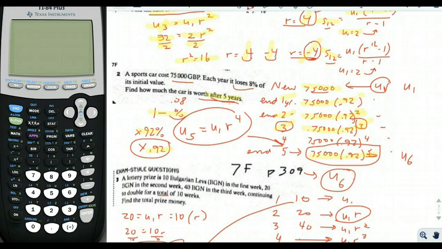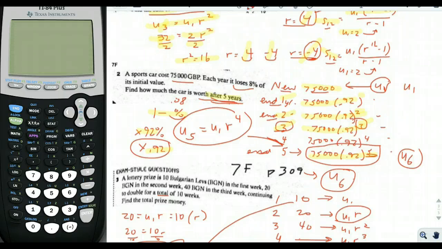So do you see here? There's 1, 2, 3, 4, 5, 6. So that's why it doesn't really work out. You can't say, oh, n equals 5 because it's after 5 years. No, actually, after 5 years, it's the beginning of the sixth year, so that would be U6 and not U5.